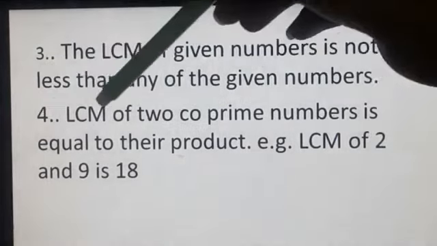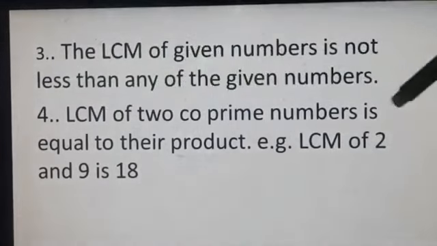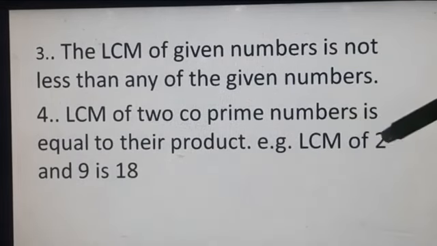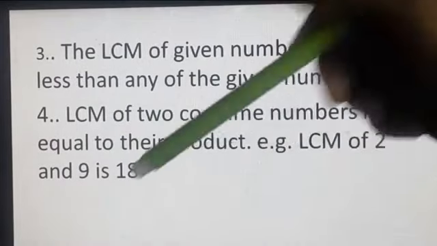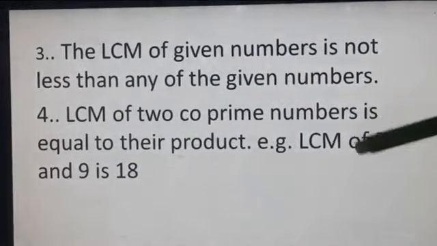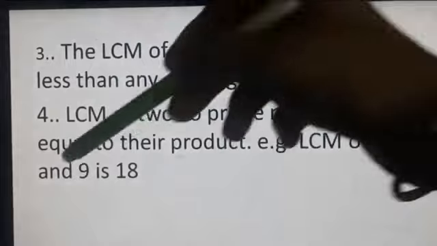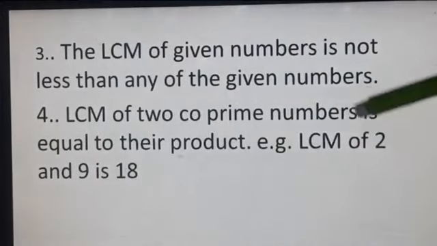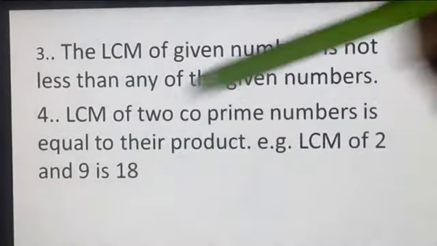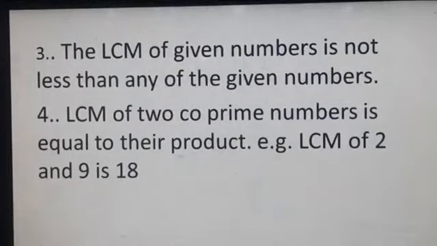Next property is there. LCM of two co-prime numbers is equal to their product. If the numbers are co-prime, prime to each other, then their least common multiple will be their product only. For example, LCM of 2 and 9 is 18. 2 and 9 are co-prime numbers. So their LCM is their product, 2 into 9, that is 18.